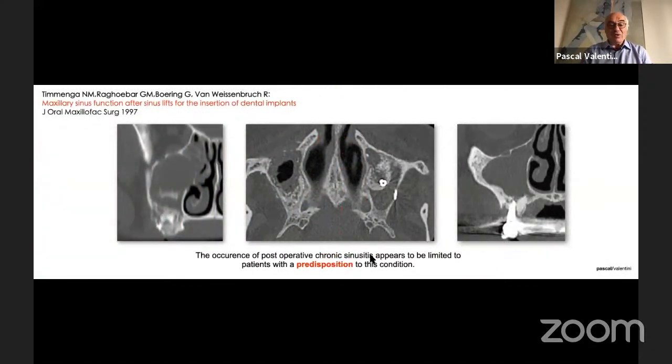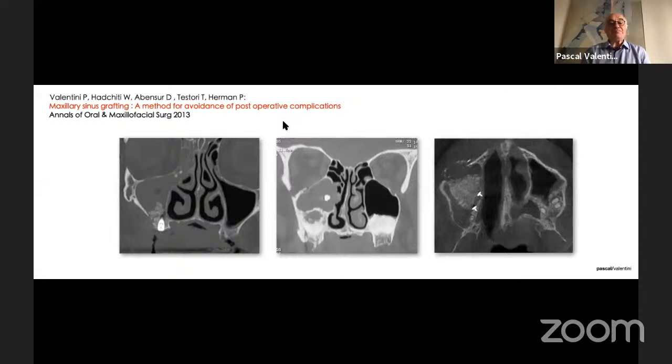Of course, we have to be able to detect those patients with a risk of postoperative complication. Those patients have a predisposition for complication. So our job as a clinician is to be able to detect those predispositions. For this, as we suggested a few years ago in this paper, we have to implement a specific strategy. This strategy consists in asking ourselves two questions.